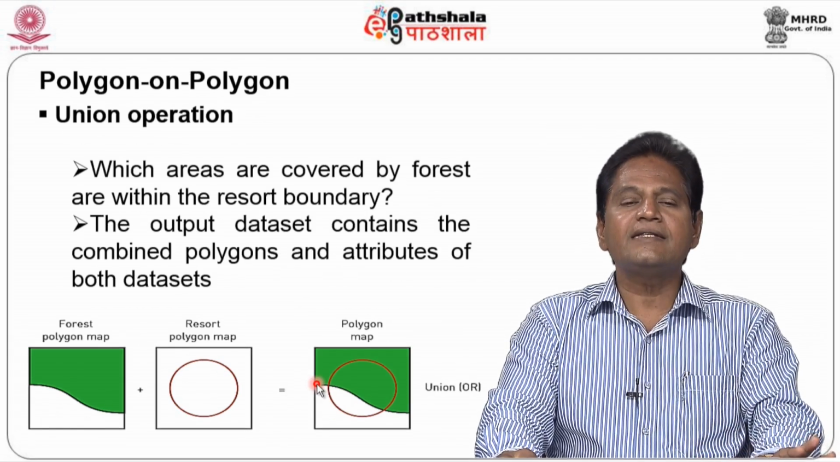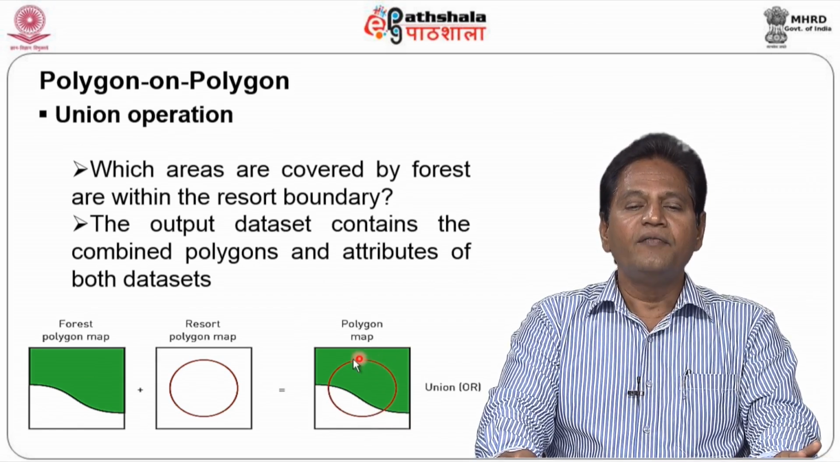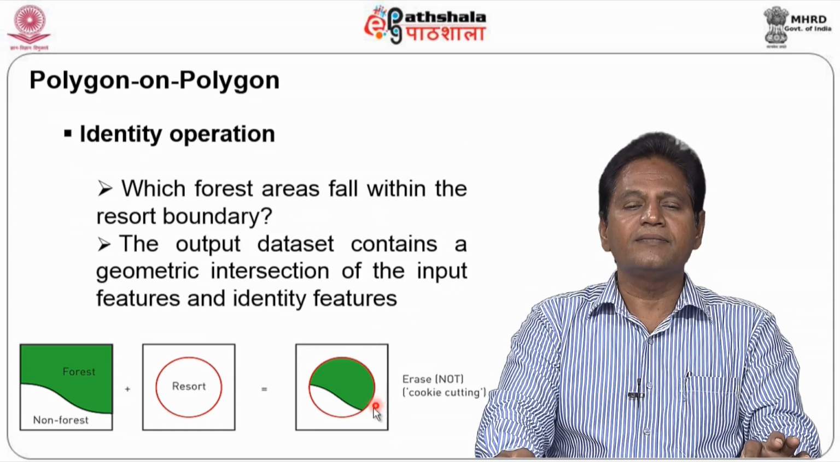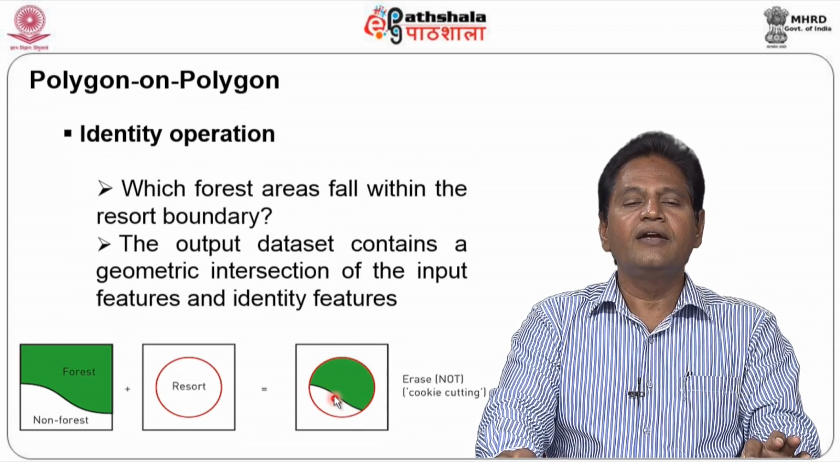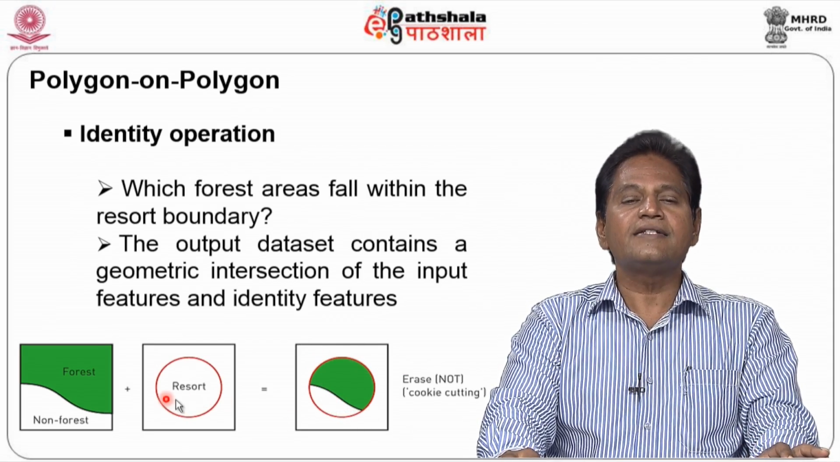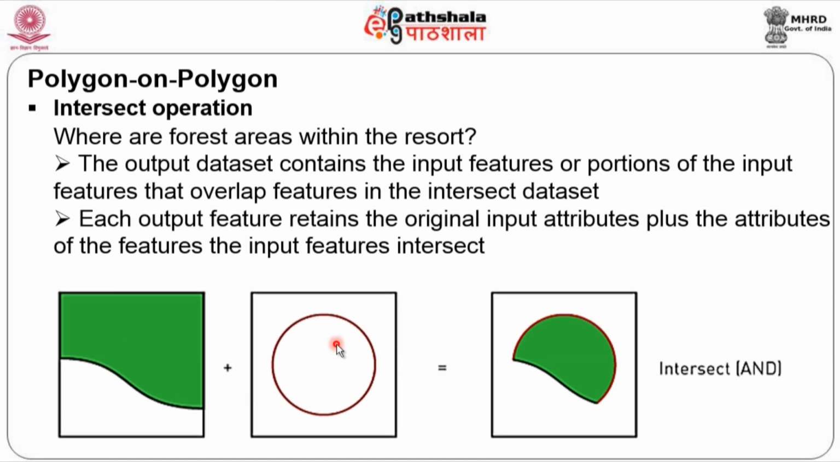In the previous case, it was just overlaying that and then finding out which areas are covered by forest area. Now you see here exclusive, something like clipping that. So this much of forest area is falling within your resort. So this sort of analysis is called the identity operation. Of course, the intersect operation, you would just try to split that.